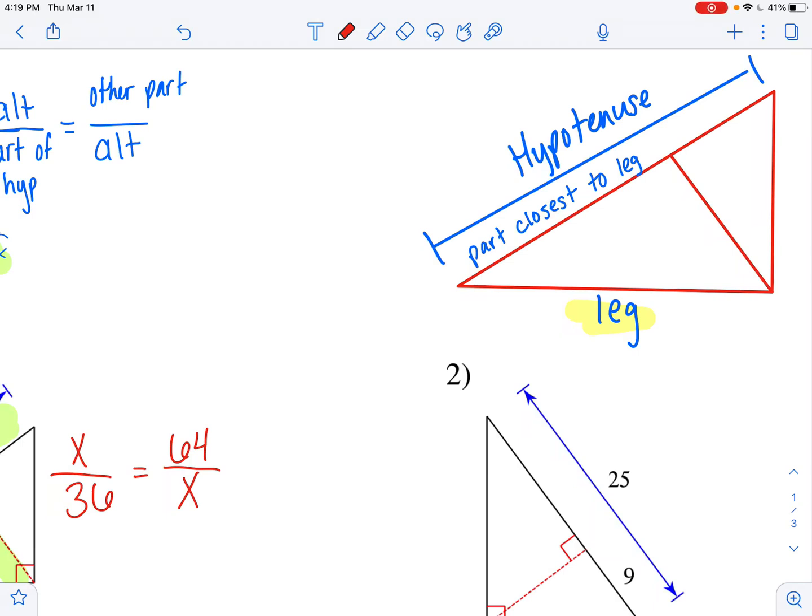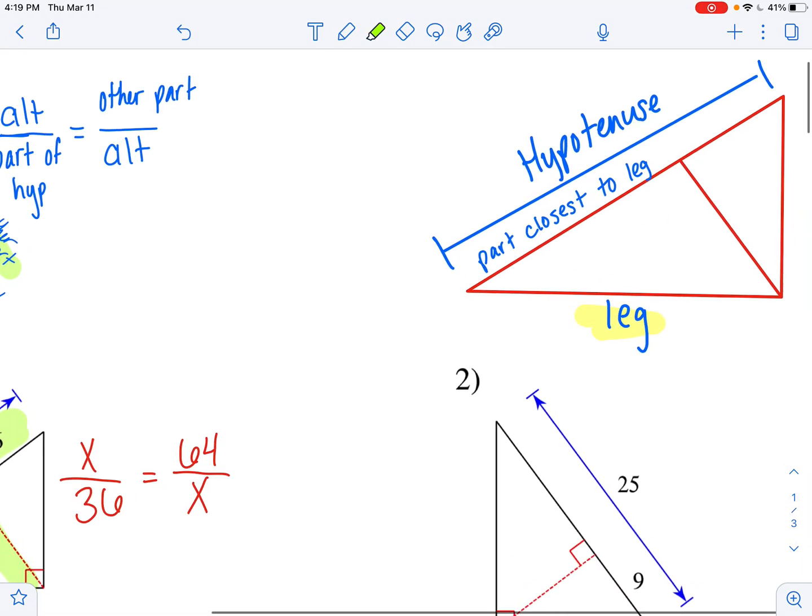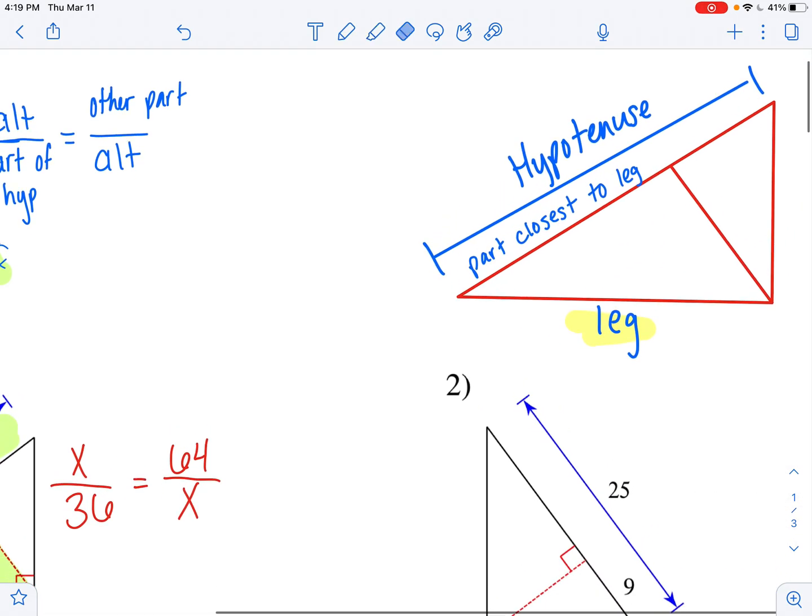Hey, welcome back. Here's our hypotenuse and leg video. So we just looked at what to do if I have an altitude. Now I'm going to look at how I can use a leg in a similar fashion.